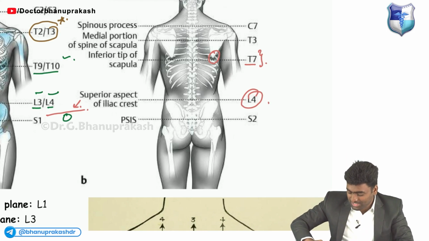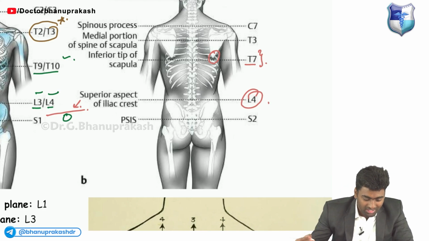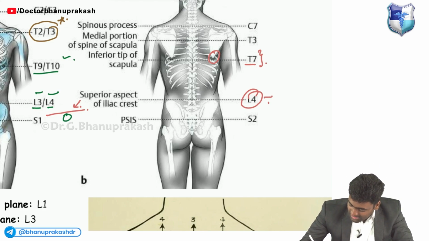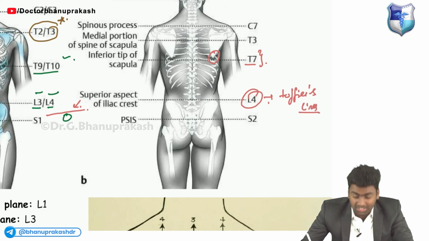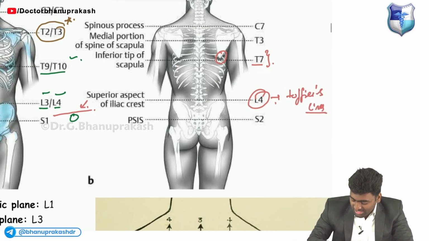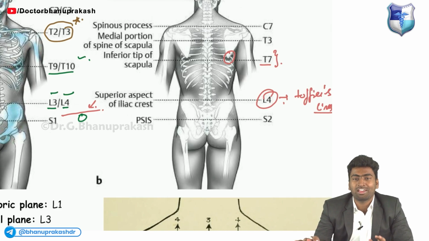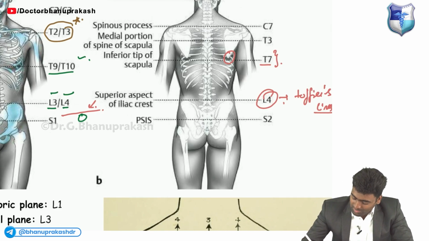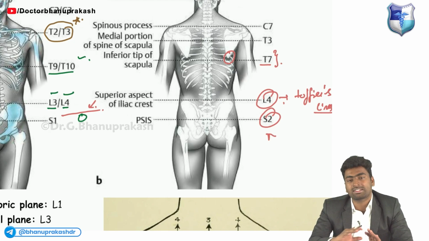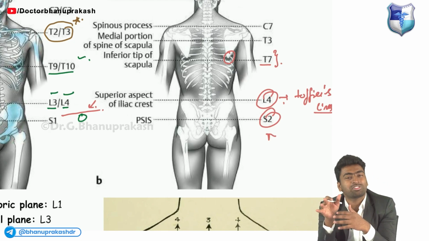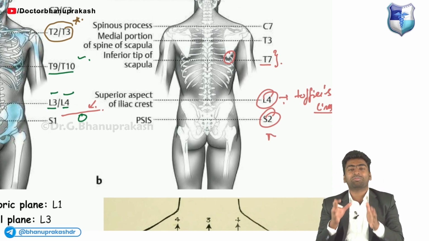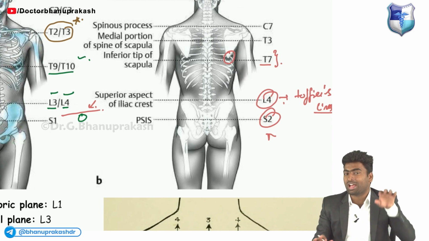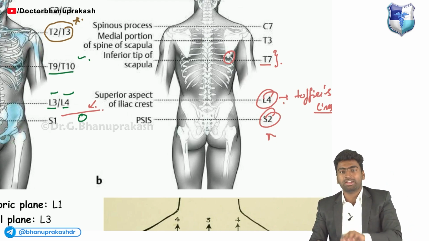The answer is L4, and this line is known as the Tuffier's line. As I told you, the ASIS is at the level of S1. So don't confuse it with the posterior superior iliac spine also. Just remember the anterior and forget about the posterior. If you know the anterior, you will get this thing correct. So the anterior superior iliac spine, ASIS, looks like S1. So it is S1.